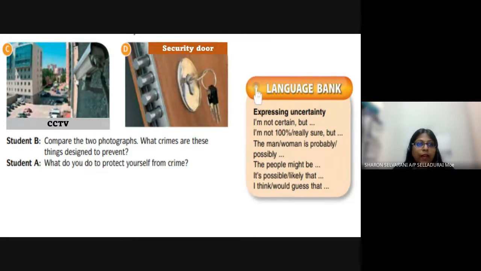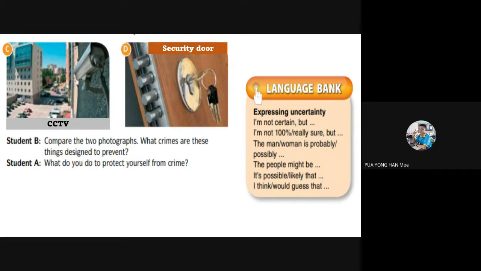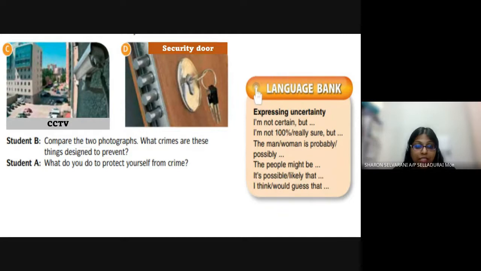Anyone? Anyone has CCTV in your house? Yes or no? Sometimes you have CCTV right in front of your gate or behind your house. Yes, teacher. Why do they fix a CCTV? Even in our school, there's CCTV. Why? To catch the people. You mean you can monitor people, right?